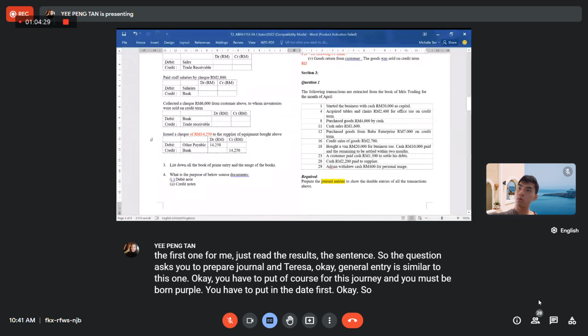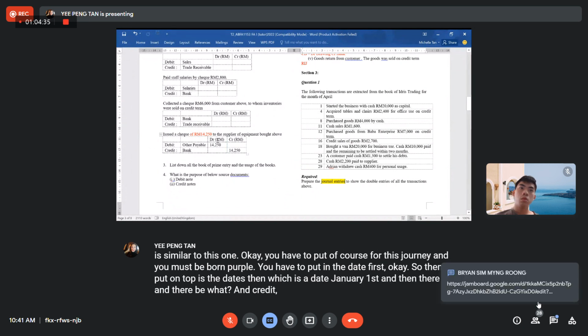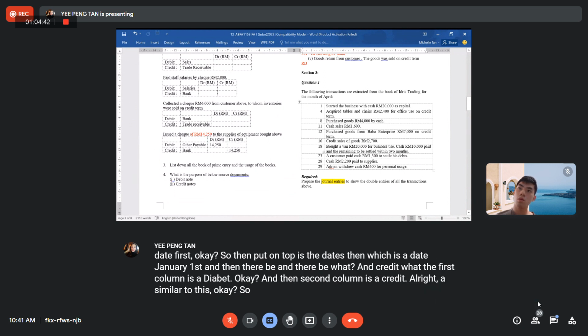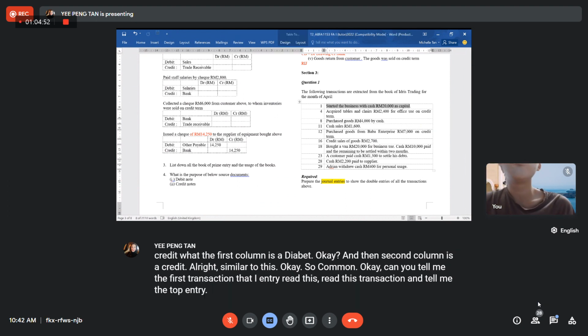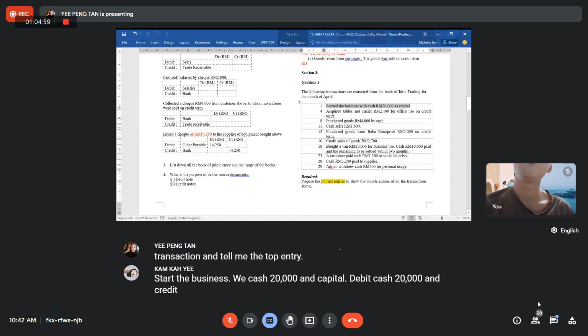Put the date on top, which is January 1st, and then debit what and credit what. The first column is a debit, and the second column is a credit. Similar to this. Carmen and Kai, can you tell me the first transaction, the double entry? Read the transaction and tell me the double entry. Start the business with cash 20,000 as capital. Debit cash 20,000 and credit capital 20,000.